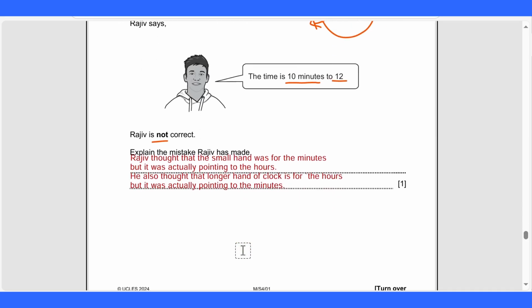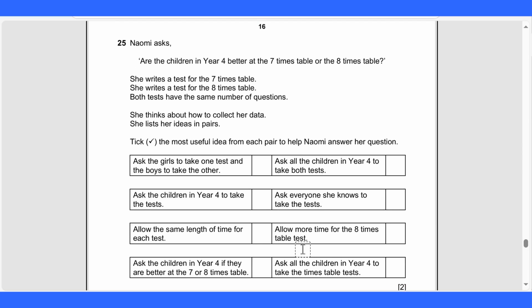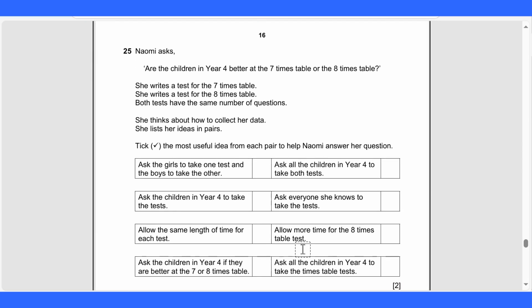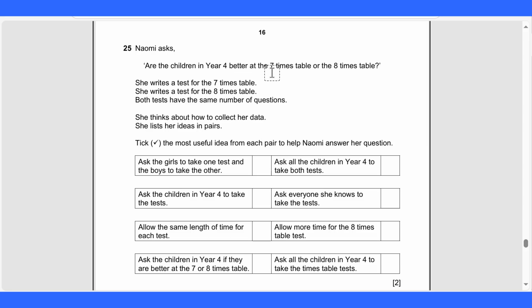Okay, let's move on to the next one, number 25. Naomi asks, are the children in year 4 better at the 7 times table or the 8 times table? She writes a task for the 7 times table and also the 8 times table. Both have the same number of questions. She thinks about how to collect her data. She lists her ideas in pairs. Pick the most useful idea from each pair to help Naomi answer her question. So is it this or here? Ask the girls to take one test and the boys to take the other, or ask all children in year 4 to take both.